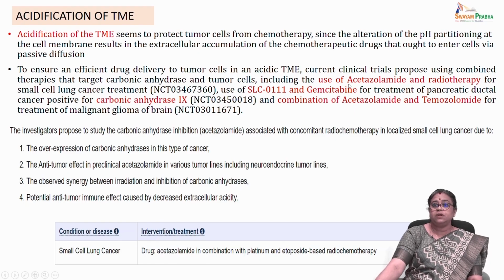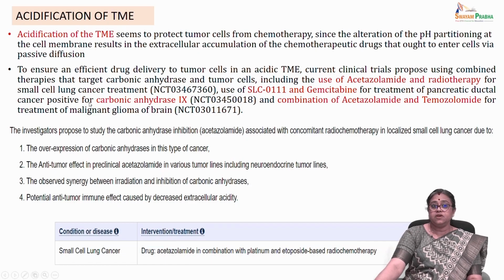So, people have shown that the usage of acetazolamide along with radiotherapy has helped. So this is the clinical trial number, as well as use of SLC-0111 and gemcitabine. Here the combination of SLC-0111 and gemcitabine can help in better availability of gemcitabine in the pancreatic ductal cells, which are actually positive for carbonic anhydrase 9.